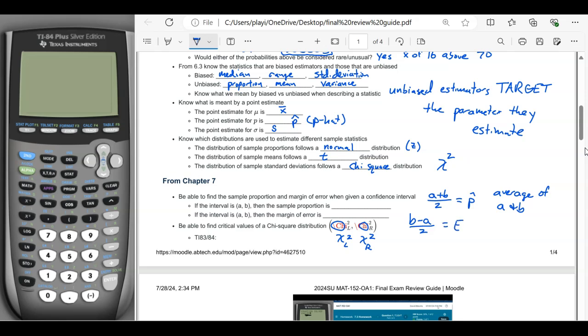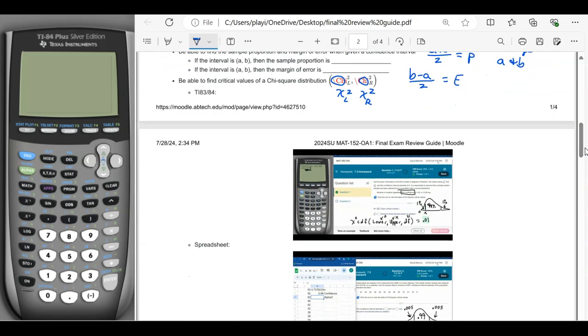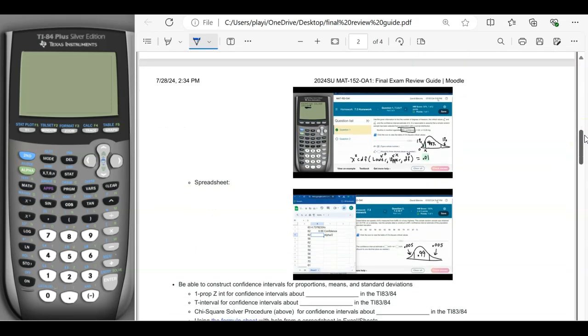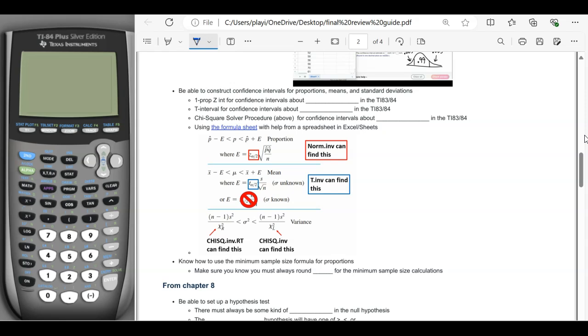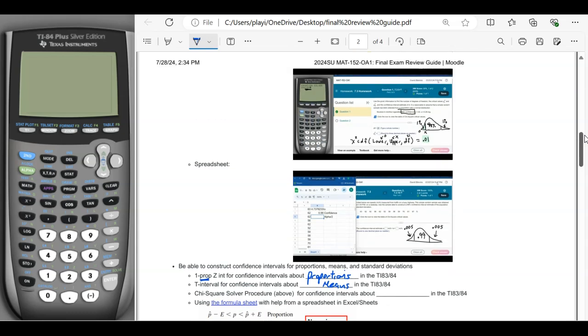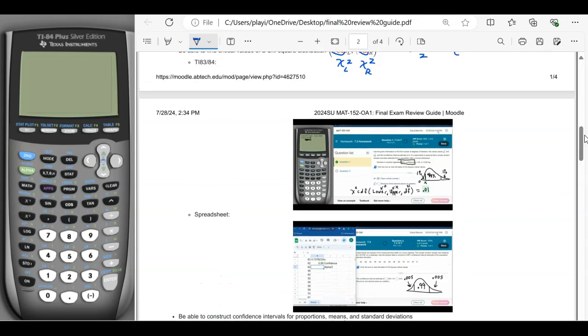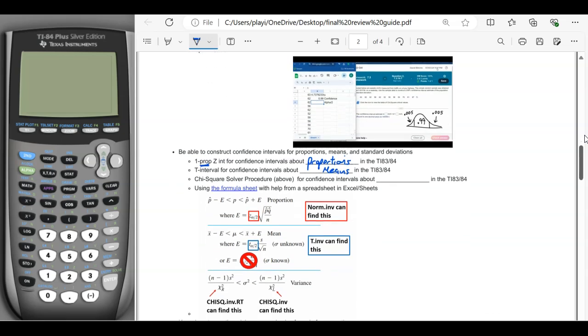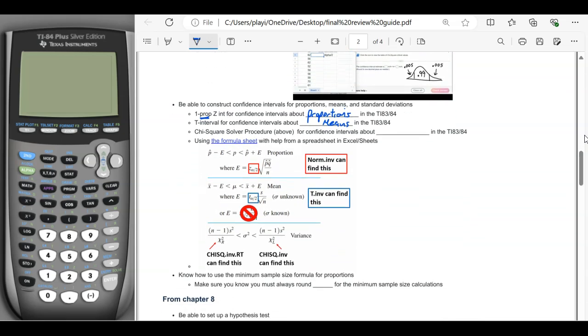All right, and then be able to find the critical values of the chi-square distribution. I just pasted some videos showing you how to do that with the TI-83 and then a spreadsheet, how to find those critical chi-square values. All right, 1-PropZInt does confidence intervals about proportions. TInterval does confidence intervals for means, if you're doing that on the TI-83/84. And the chi-square solver procedure, I had some videos similar to the one you'd see here, will give you those chi-square confidence intervals. Those are for standard deviations.